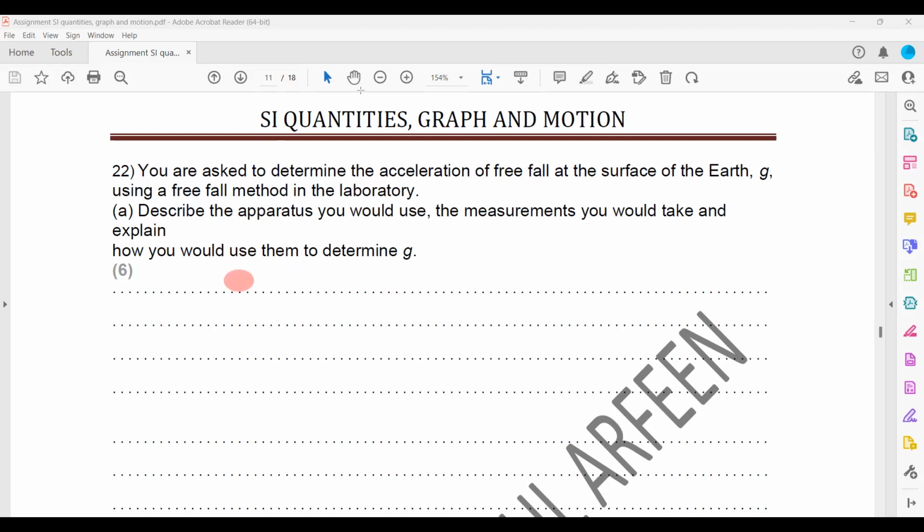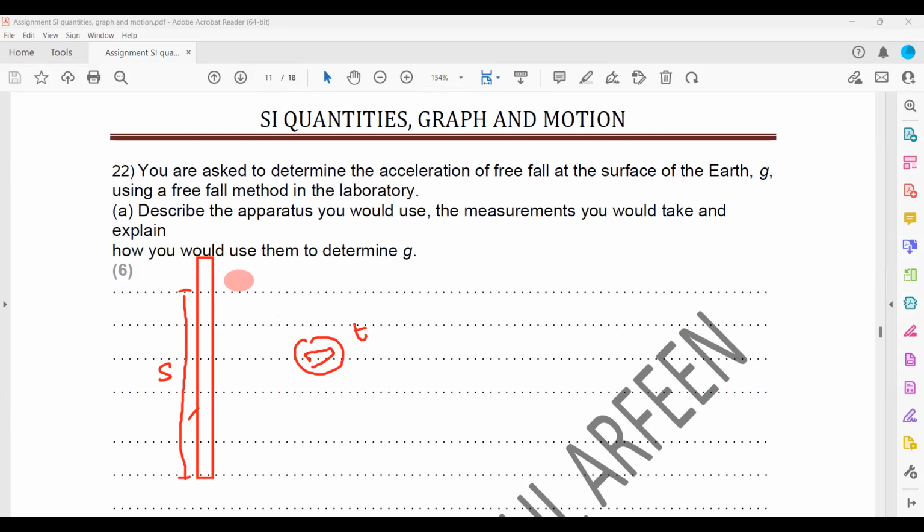we'll drop an object from a certain height, and we'll measure the height from which the object is dropped. So what we need for this is a meter rule and a stopwatch, and we'll determine how much time it will take. So we'll determine the displacement, s, and t, and we change the position, like we drop from different heights, and we'll determine the time it takes to fall.